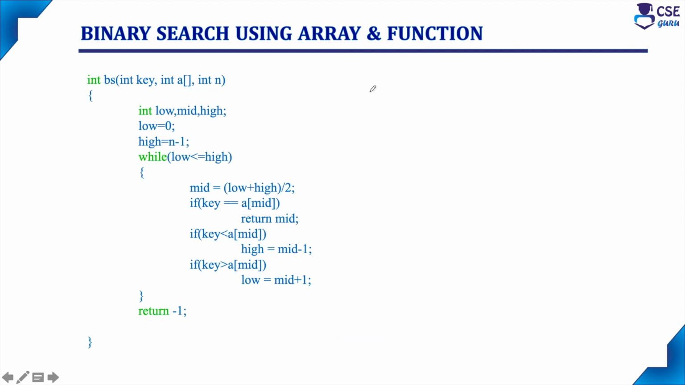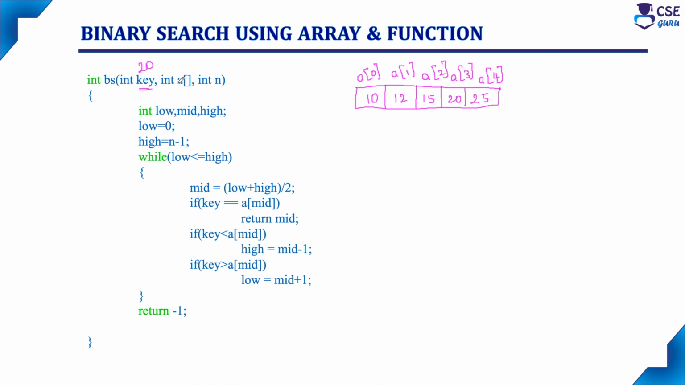Now we will check the logic here. The array elements are 10, 12, 15, 20 and 25, and the array locations are from a of 0 to a of 4. The parameters we have passed are the key element 20, a as the complete array, and n, which is 5. Here we have declared 3 variables of integer data type: low, mid and high. Now the low value is initialized to 0, and the high value is n minus 1. The n value is 5.